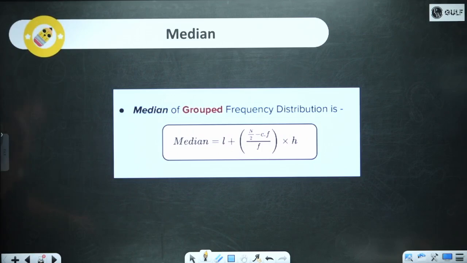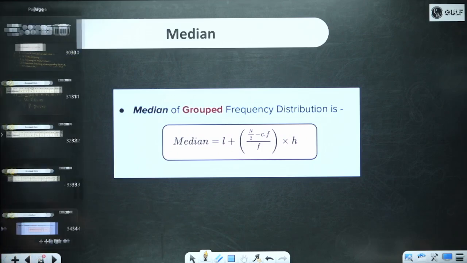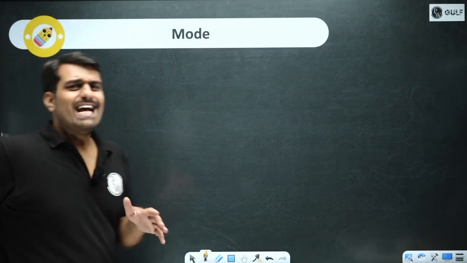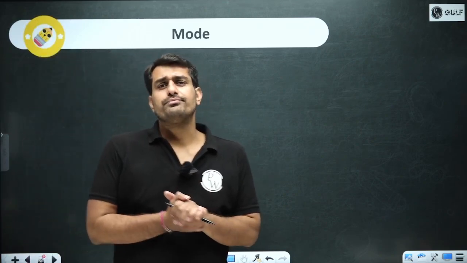Formula for the group frequency distribution. What exactly is mode?